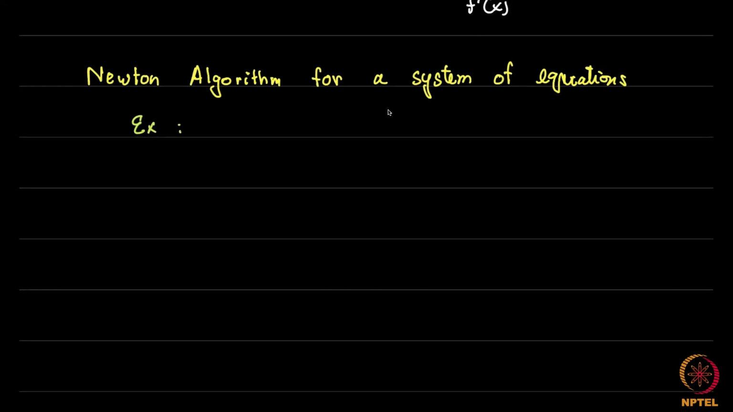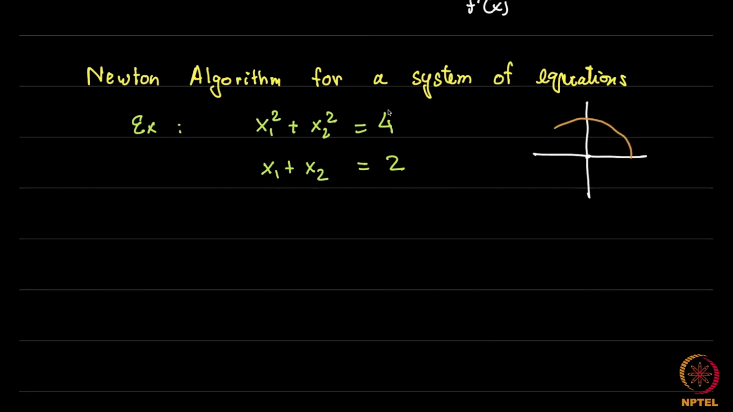Let's say we have this equation x1 square plus x2 square equal to 4. This is 2 variables, so we also want, let's say, x1 plus x2 equal to 2. All of you can quickly imagine what this would look like on the plane. The first one corresponds to a circle of radius 2. The second equation is a line. So it would be something like this, and you can see that these two intersect at 2 points. So this has 2 solutions.